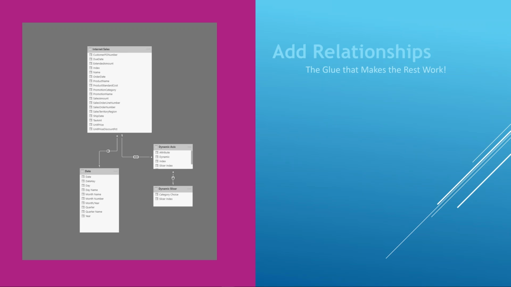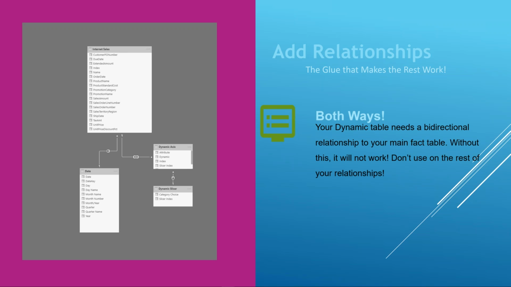Then we add relationships. And one thing to note here, and it'll be brought up again in a second, is this double arrow here. When you add this dynamic table, you have to create a both-way relationship, which is something you really never want to do unless you have to, but it's the only way this will work. And then you're going to have a slicer table, or maybe multiple slicer tables, and those will just have a single direction slicer, just like a normal one.